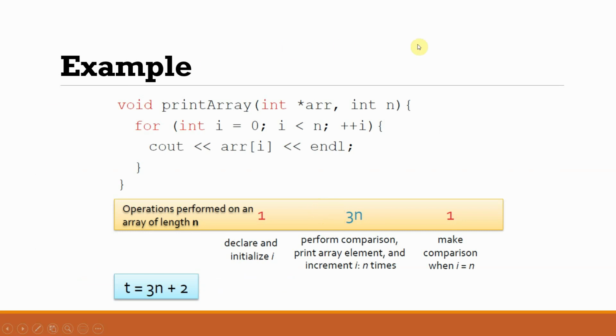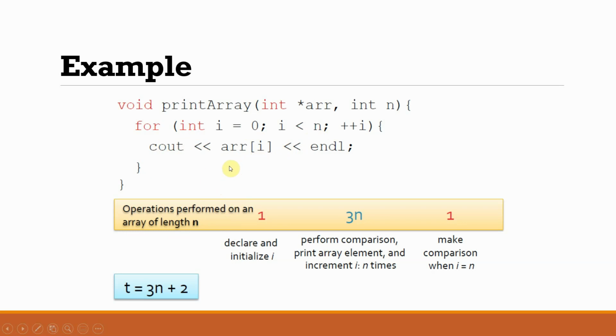So here we want to see an example of a cost function or complexity. Here we have a function that goes through an array of size n and just prints all the elements of the array. It starts from index 0, goes all the way to index n minus 1, and prints all the elements of the array. Okay, so we assume that each operation takes a unit of time to execute.